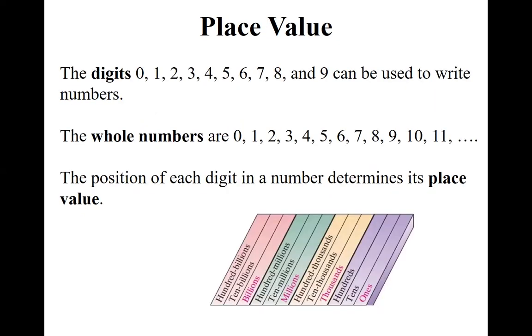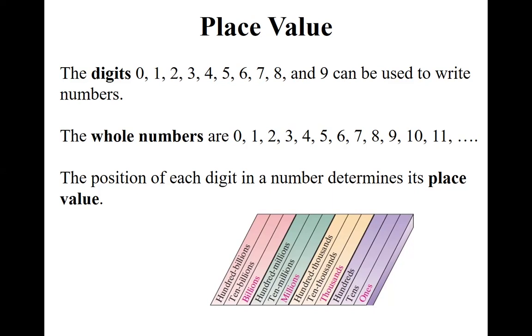We can't talk about place value without talking first about digits. Digits are the single digit numerals 0, 1, 2, 3, 4, 5, 6, 7, 8, and 9. And we use those digits to write numbers. The whole numbers start with 0 and go up 1, 2, 3, 4, 5, 6, 7, 8, 9, 10, 11, so on and so forth.